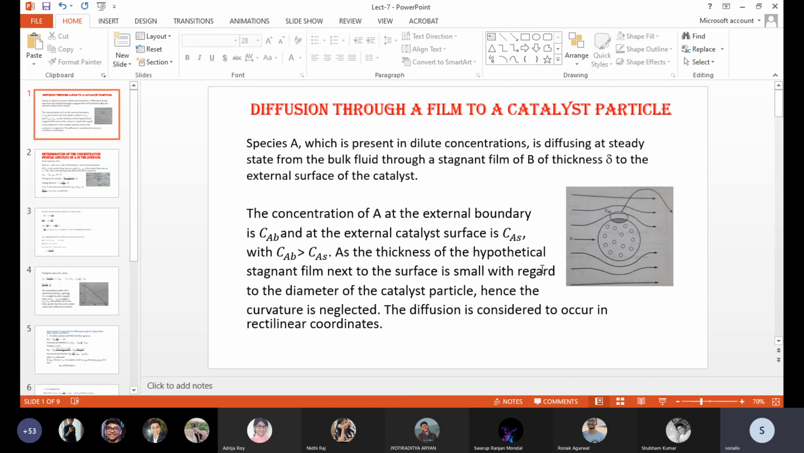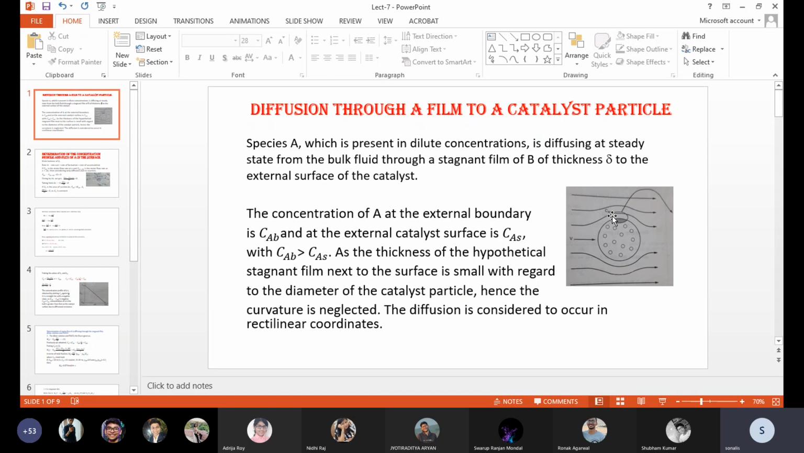As the thickness of the hypothetical stagnant film next to the surface is small with regard to the diameter of the catalyst particle, this is another assumption. We have considered a small catalyst particle, and we have thought that the thickness delta, that means the film of B around the catalyst particle, is also very thin. What is the assumption then? Hence the curvature is neglected.